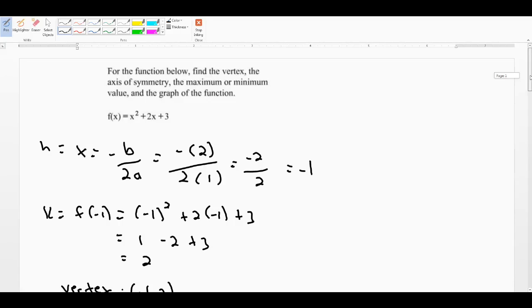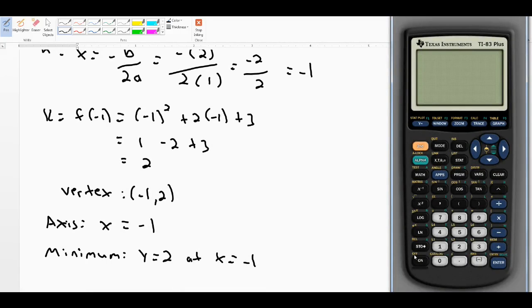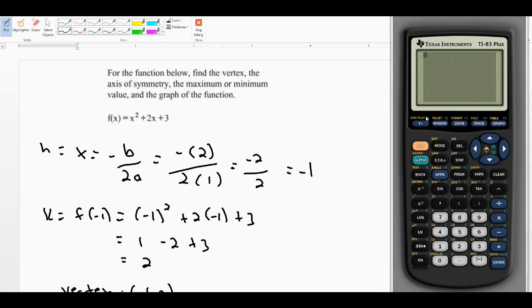And then it says to graph it. So to help us graph it, we're going to use a graphing calculator. We already have some points. Let's go ahead and graph it. In order to graph it, we need to see the equation. So let's go to y equals and type in x squared plus 2x plus 3. We have quite a bit of information. We just need a little bit more.